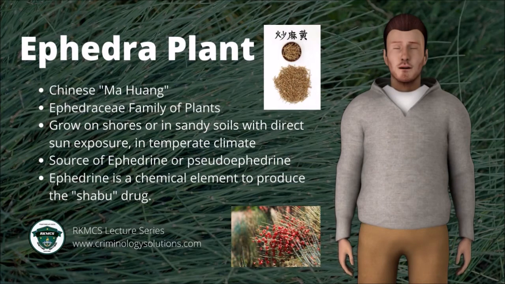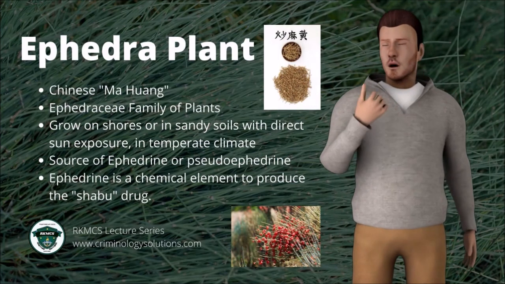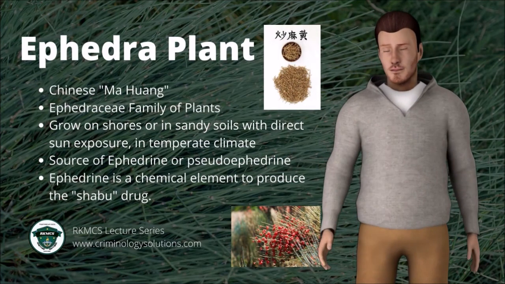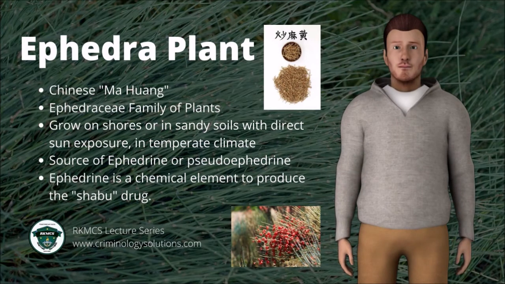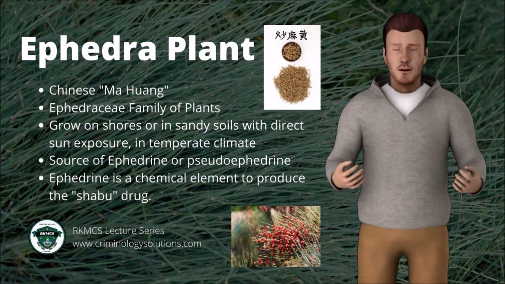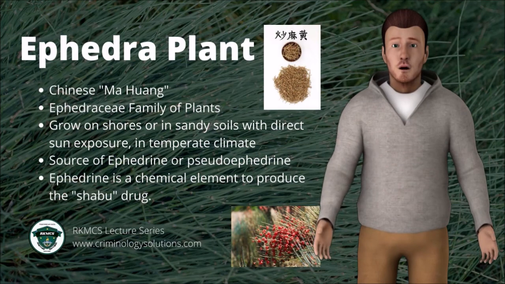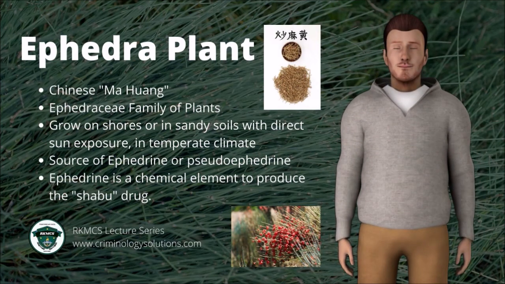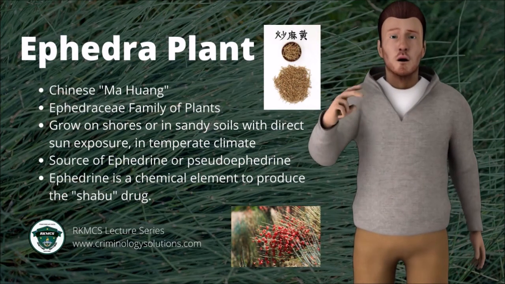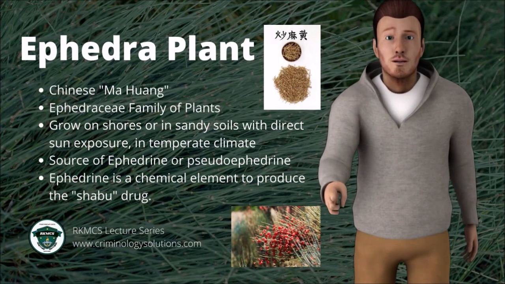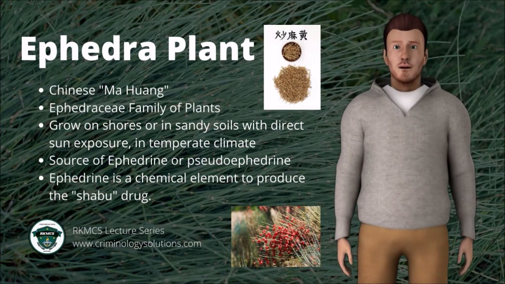Now, let's talk about the Ephedra plant. Known to the Chinese as Ma Huang, the Ephedra plant, also called Ephedra vulgaris, is a psychoactive plant that contains psychotropic properties, one of which is the alkaloid ephedrine and pseudoephedrine. Pseudoephedrine is an active ingredient as an anti-asthma drug. It is an essential chemical precursor in the preparation of drugs such as methamphetamine or amphetamines.